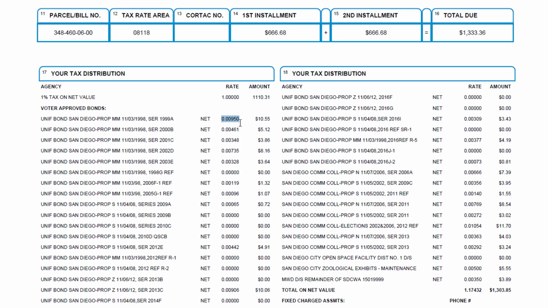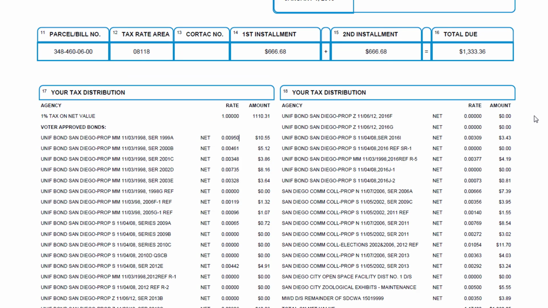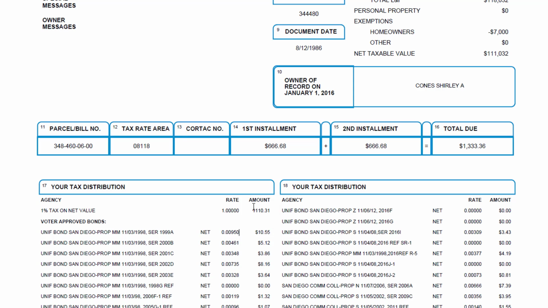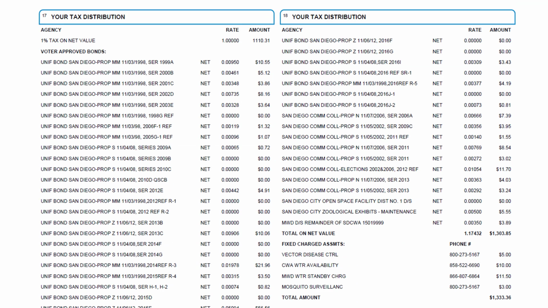So this is 0.00950% of this net taxable value per year. So $10.55 per year for this specific bond. And it goes on and on, of course. So you can roll all the way down to this total percentage right here, and this is pretty common, 1.17432%. That's assuming you have no Mello-Roos. That is the percentage of your net taxable value that your taxes are based on.